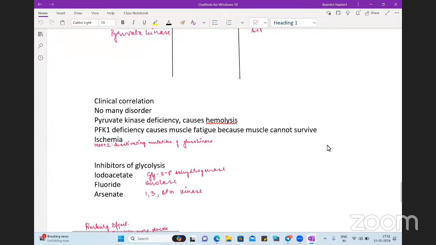Moving on to the clinical correlations, not many disorders are associated with glycolysis as it is the most important cycle. If at all any major disorders are there, the child will not be able to survive. Although we do have some minor deficiencies like pyruvate kinase deficiency, it causes hemolytic anemia. Hemolysis of RBCs will be there in that case. Phosphofructokinase 1 deficiency causes muscle fatigue. The person will not be able to tolerate exercise.